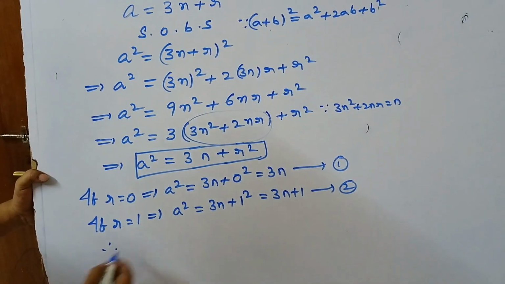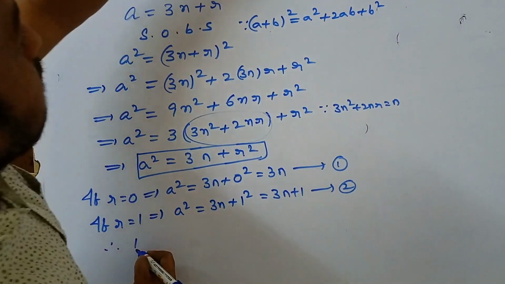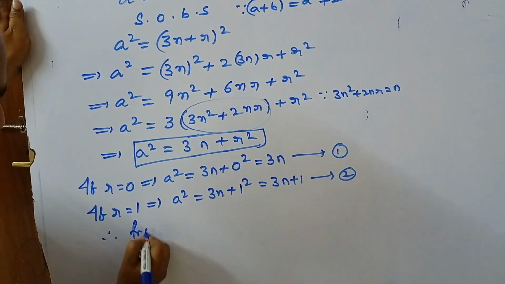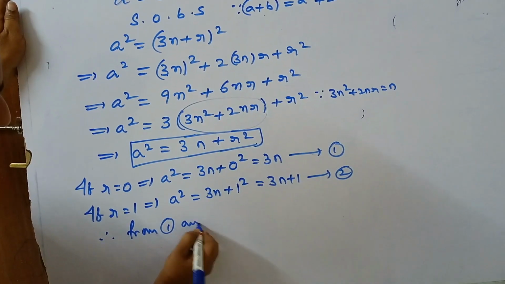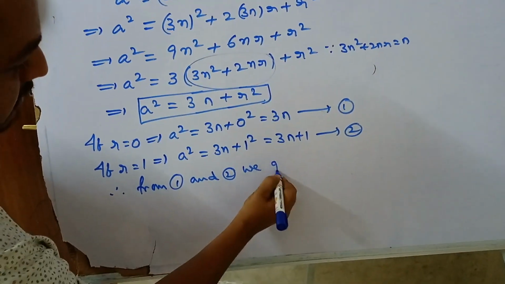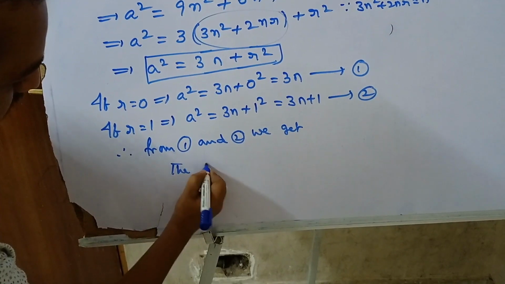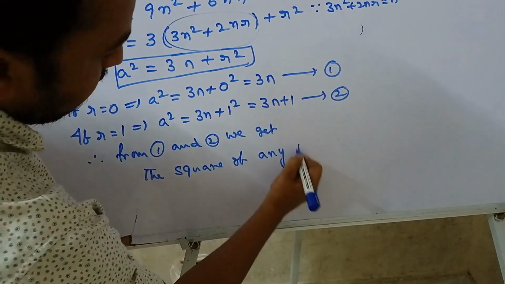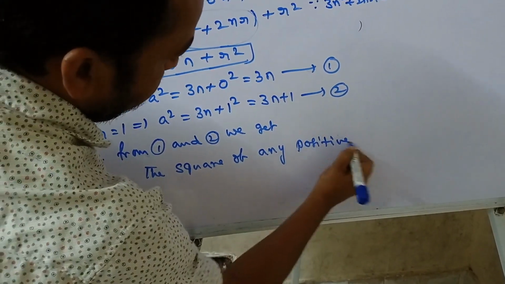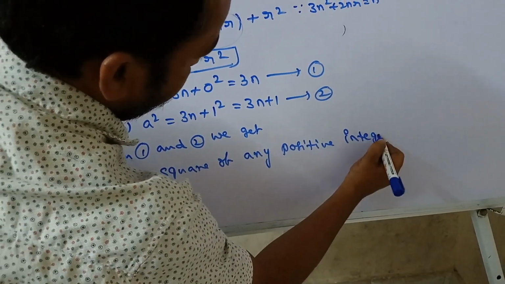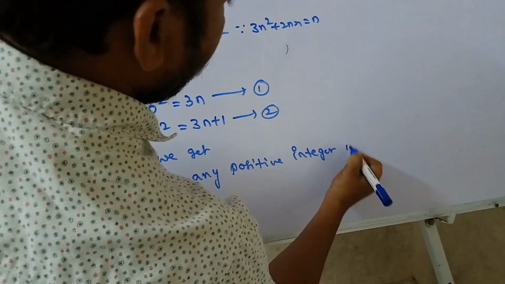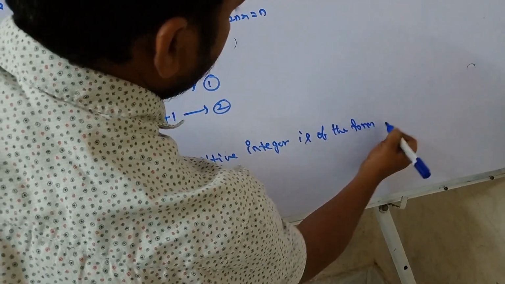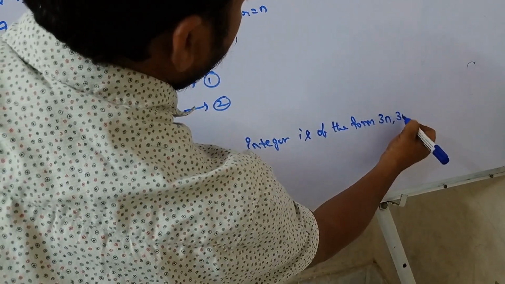So therefore, from 1 and 2, we get that the square of any positive integer is of the form 3n or 3n plus 1.